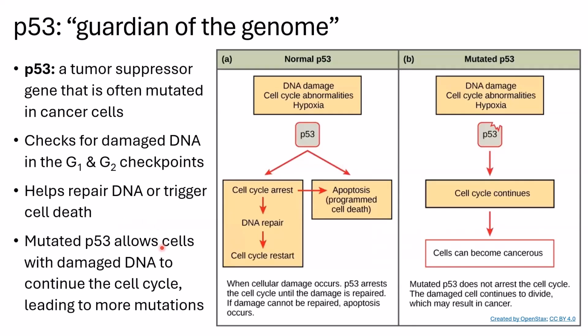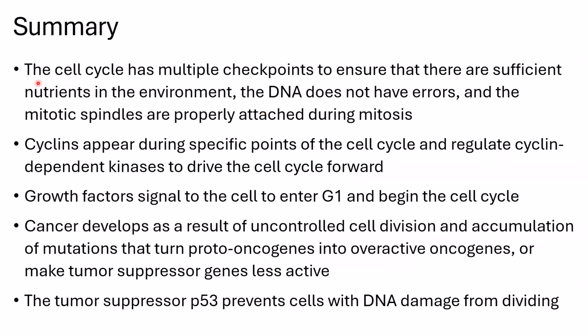However, when p53 is mutated, the cell continues to divide even though the DNA is damaged. Without the chance to repair the DNA or kill the cell, it divides into two cells with damaged DNA. Now the mutation will continue to get passed on, and with the cell cycle going continuously, more mutations may accumulate and lead to cancer.